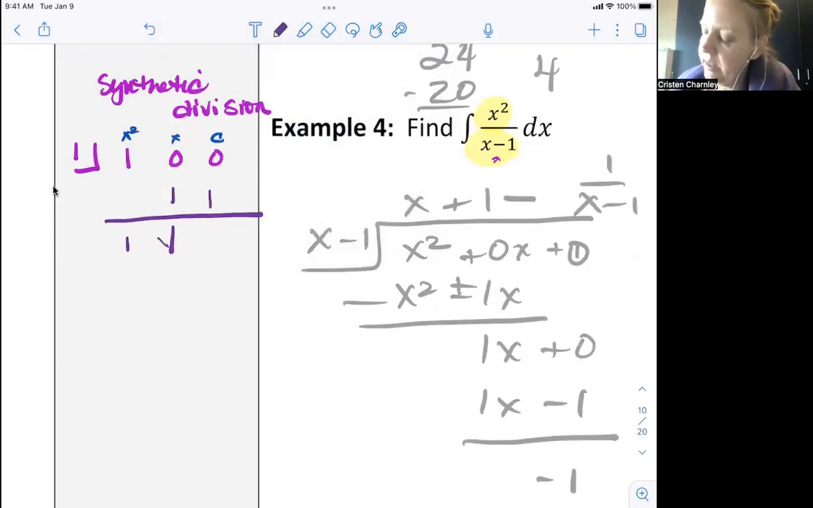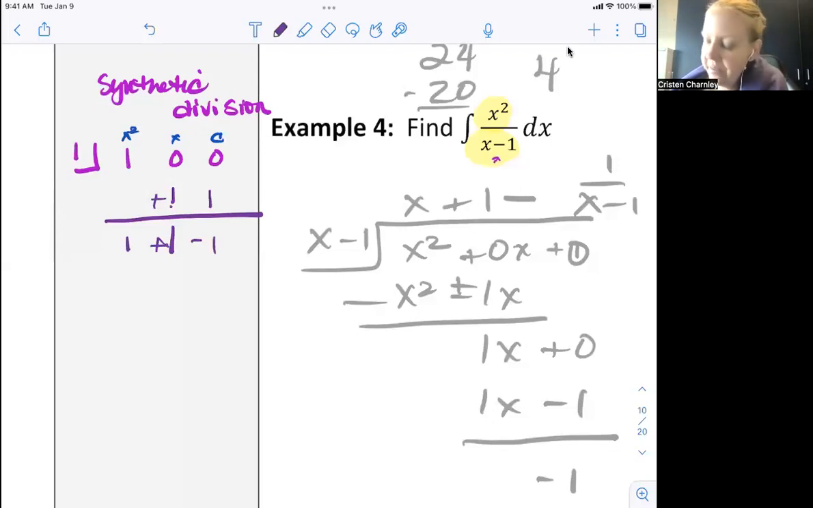And hold on, I did this wrong. See, I'm never good at synthetic. Bring down the 1. 1 times 1 is 1. Subtract. No, I add. Plus 1. 1 times 1 is 1. Then I have 1 left over. That one's supposed to be a minus. All right, hold that thought. I don't have you with me to ask to see where my mistake is. Maybe you found it already. It's good to have a way to check your work.